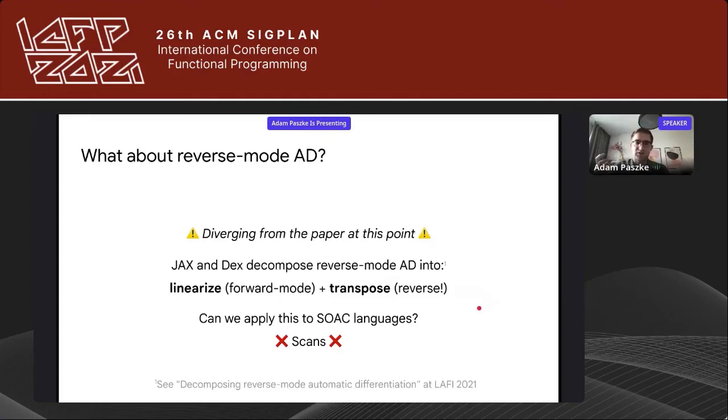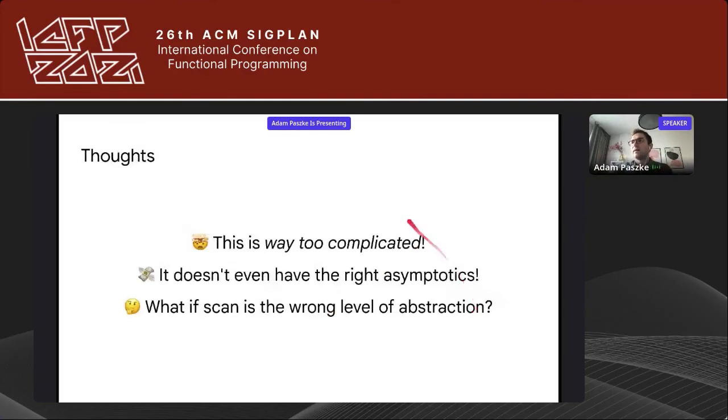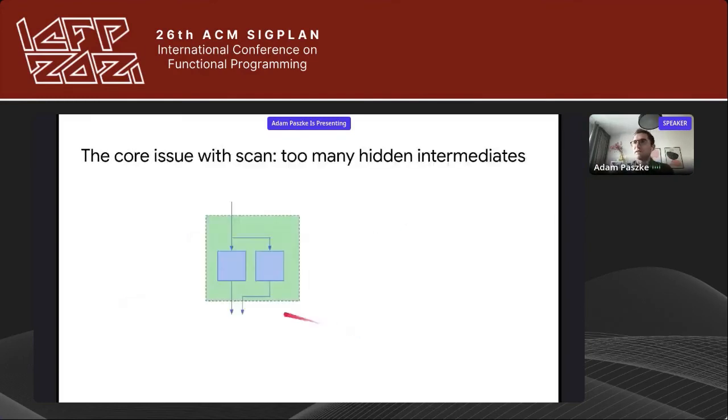But at the same time, we don't want to constrain the compiler too much, because that is the beauty of scan being so high level, right? So what if scan is really just the wrong level of abstraction for something like differentiation?